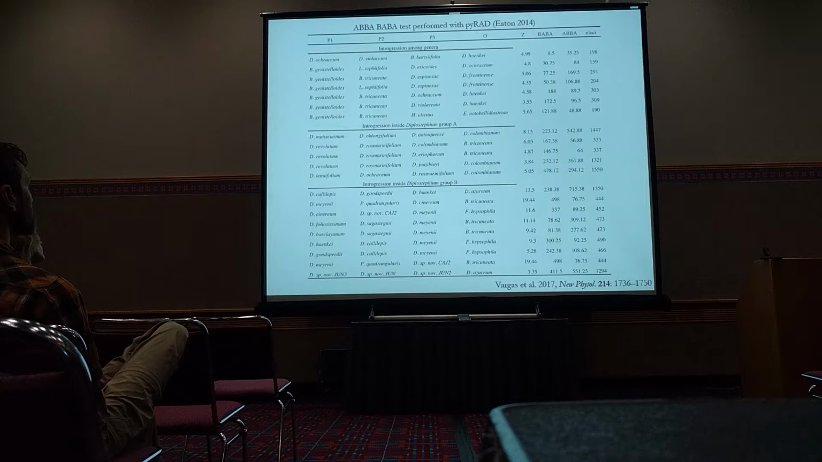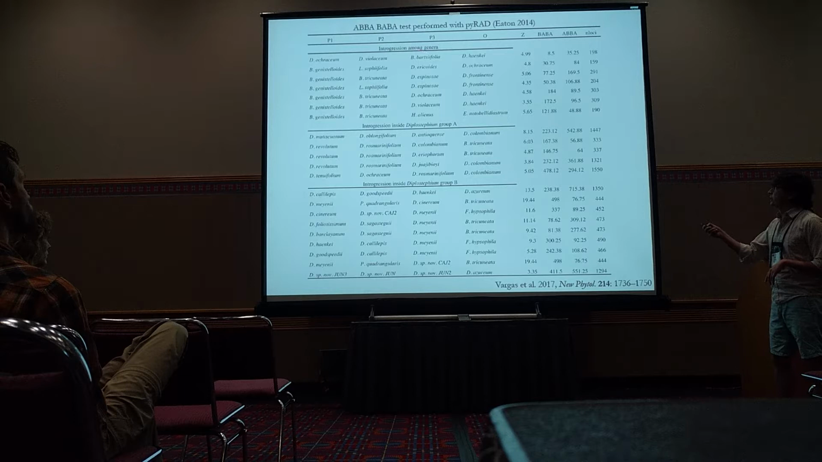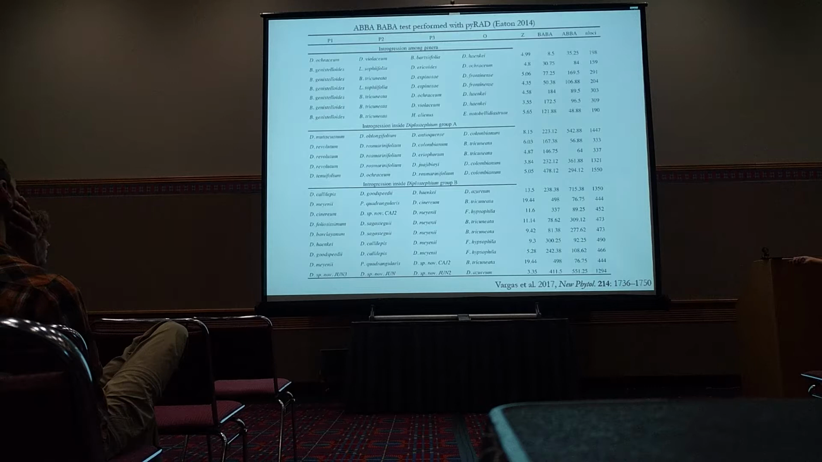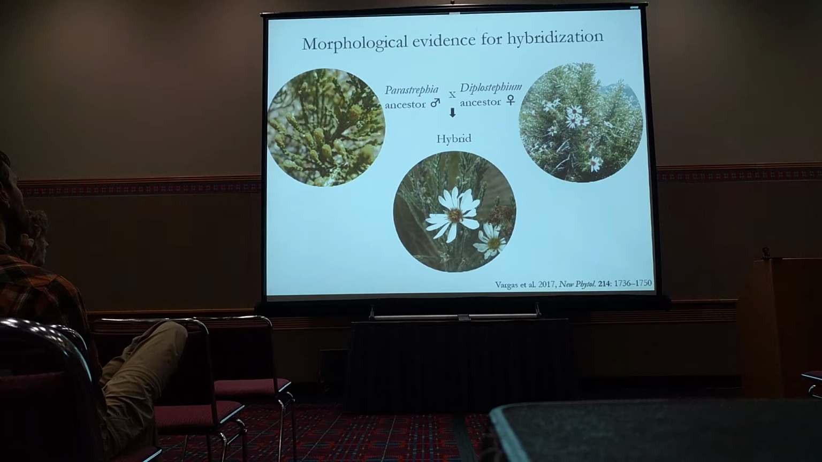These are the results. You can see here the number of ABBA-BABA patterns, and these are all positive results. I was able to see introgression among genera, introgression inside the Diplostephium group A, which is the green clade, and then introgression inside the Diplostephium group B. This is also telling us there is a lot of introgression going on, so we can think of this as a reticulate pattern of evolution.